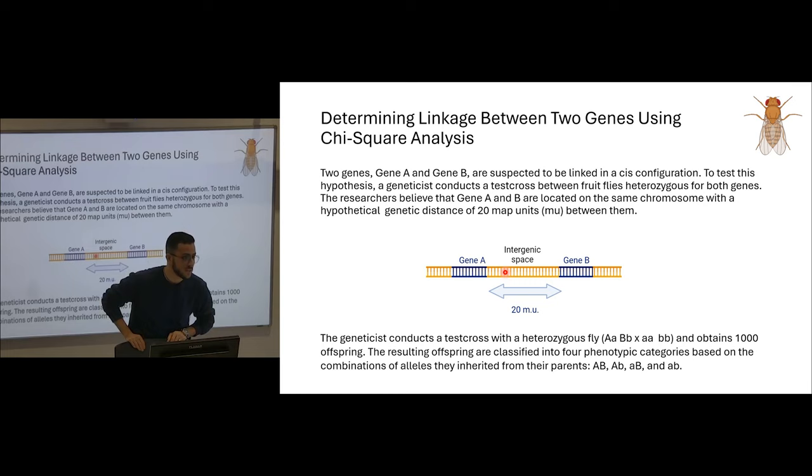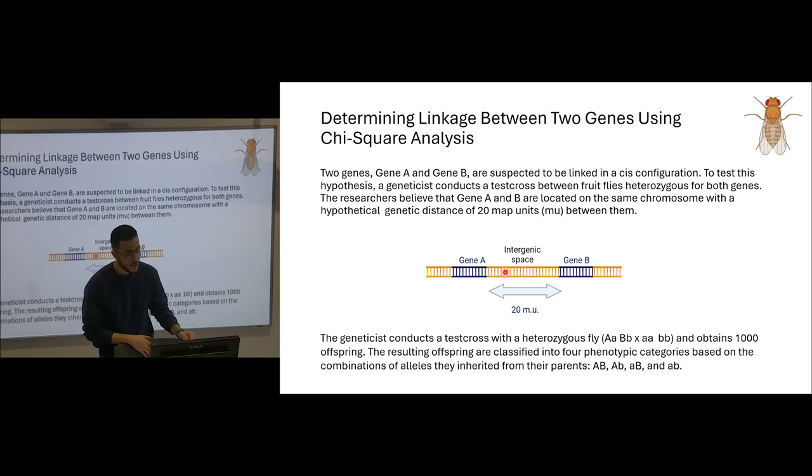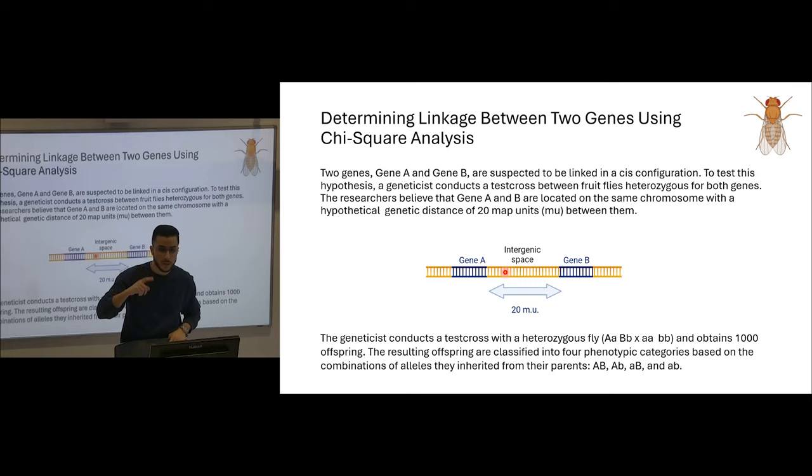So let's look at this example where we have two genes. I'm not gonna do three genes because it will take too much time, but let's just imagine two genes that are either on one chromosome of the Drosophila, or they're on separate chromosomes. We don't know, okay? But the scientists doing research on this suspect that they are linked and in a cis configuration, okay? So those are two keywords that you need to keep in mind: linked and cis configuration. Does anyone remember what cis configuration means?